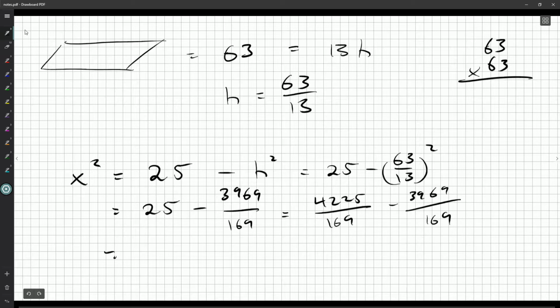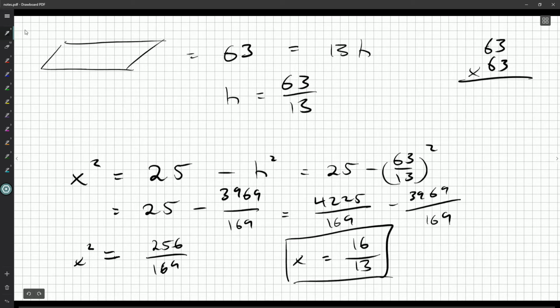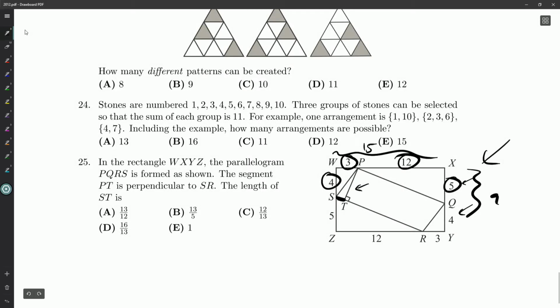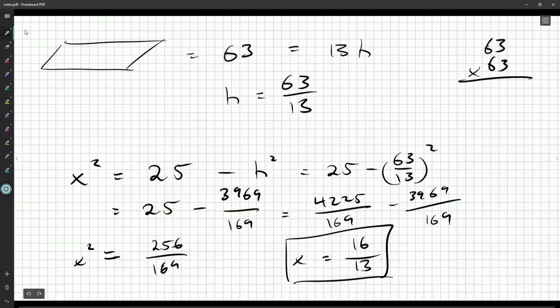Okay. And we subtract away the, now that we've got a common denominator, we get 256 over 169. So that's x squared. So to find x, we just take the square root. Square root of the bottom is 13. And the square root of 256 is 16. And so the length, I think it was st, must be 16 thirteenths. And that's an answer of D. Okay? And that'll finish the paper off quite nicely.